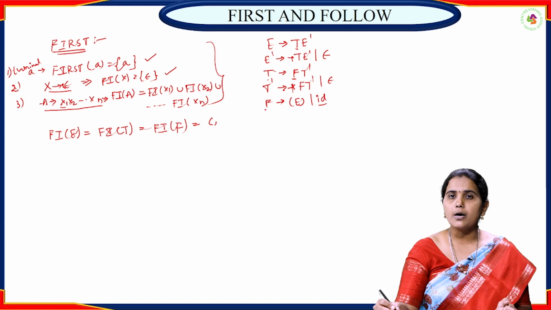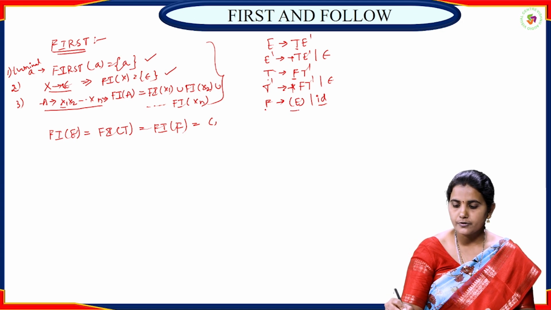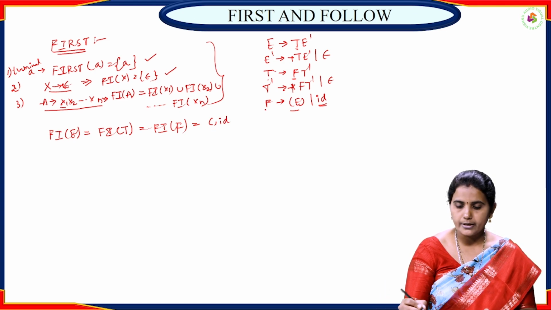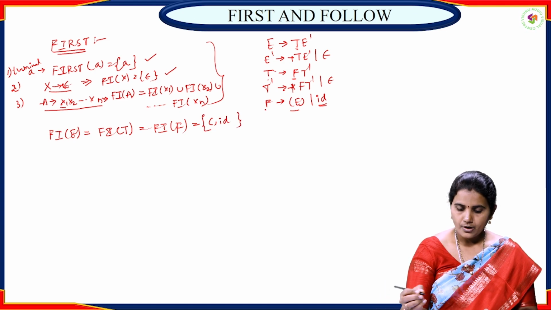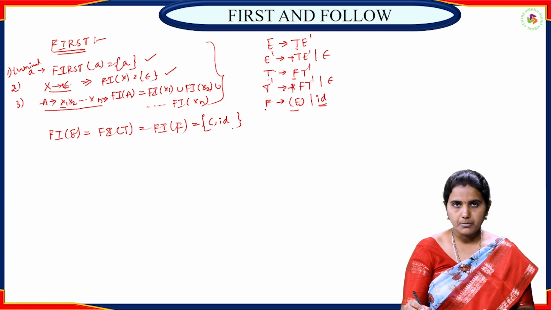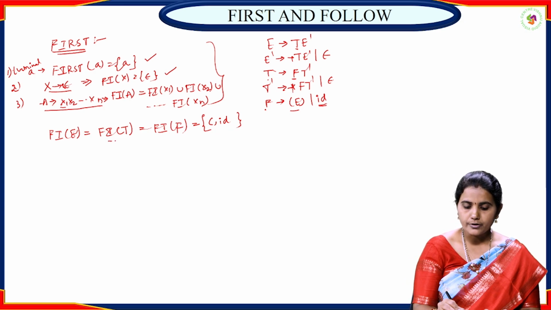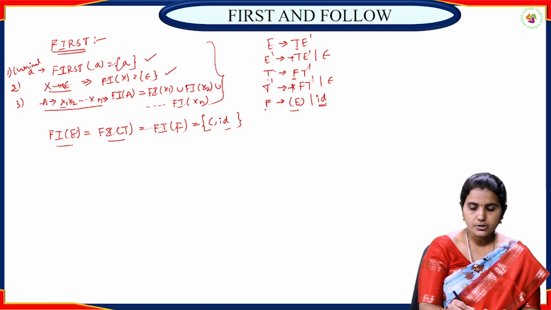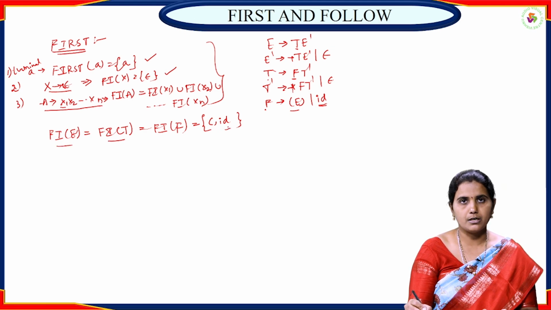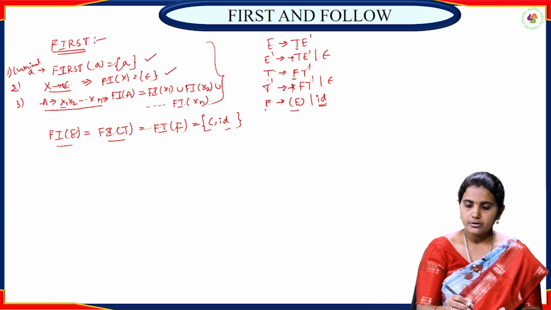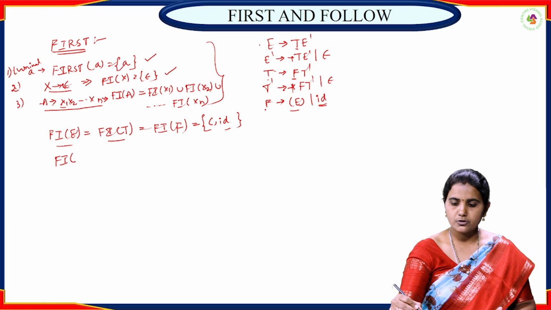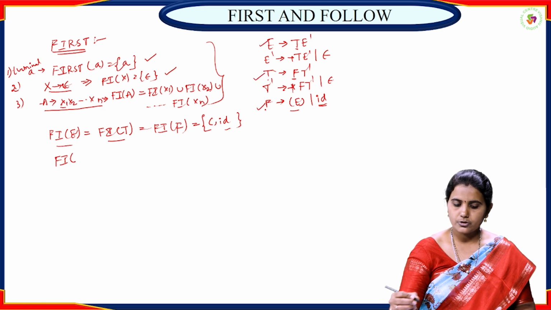You must apply all the productions. So this is the first production, this is the second production. First production output is open bracket. Second production output is ID. Means first of F equals open bracket comma ID. First of T equals first of F means your output is open bracket comma ID. First of E equals first of T means your output is open bracket comma ID. Okay. Then three symbols are completed: first of E, first of T and first of F.